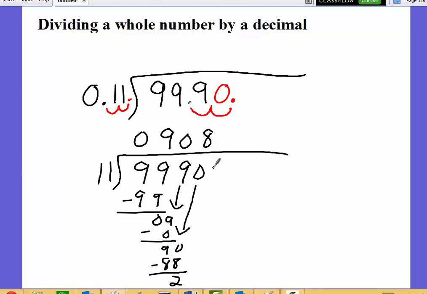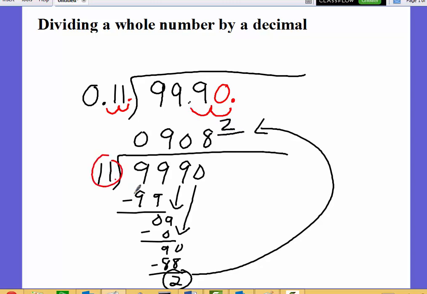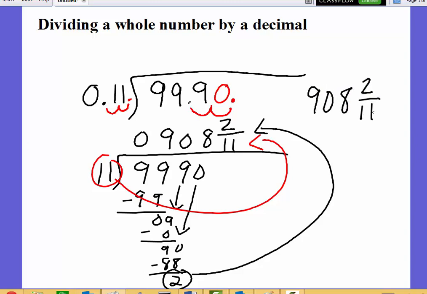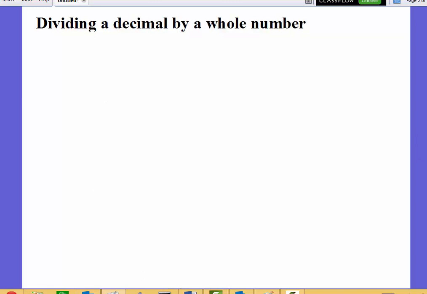So what I'm going to do next is I'm going to take this and put it as a fraction from 5th grade. So my remainder, that's what I have left over, is 2. And then the bottom part, my divisor, becomes my denominator. So my final answer would be 908 and 2/11. Let's go on to our next type of problem.